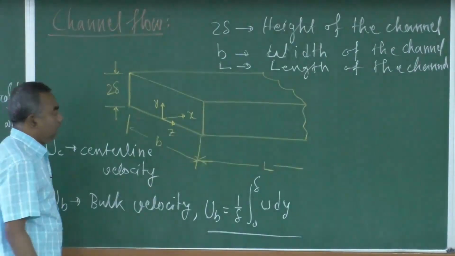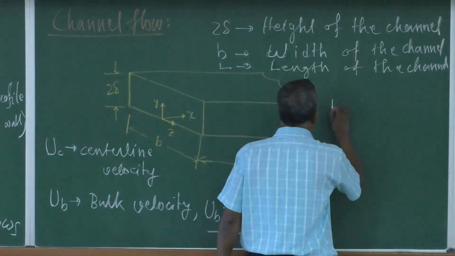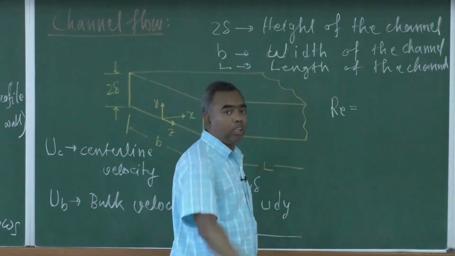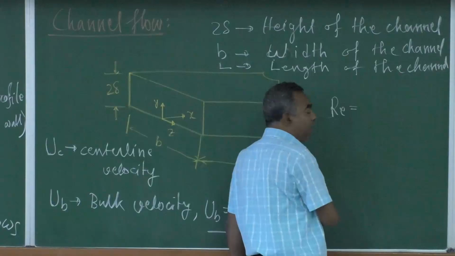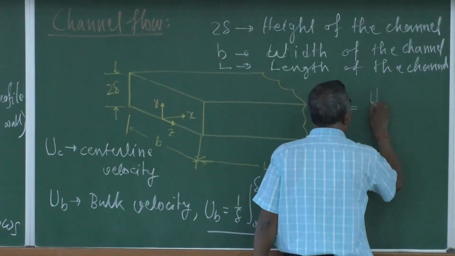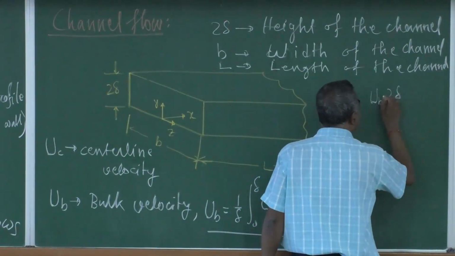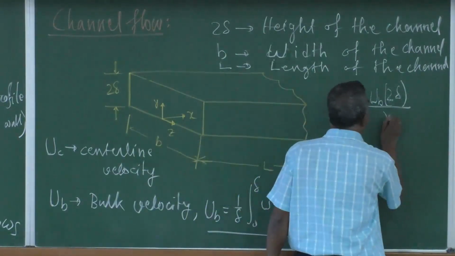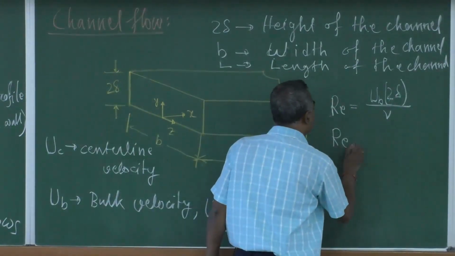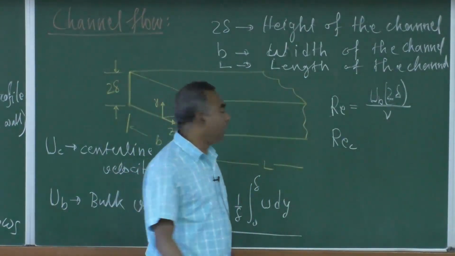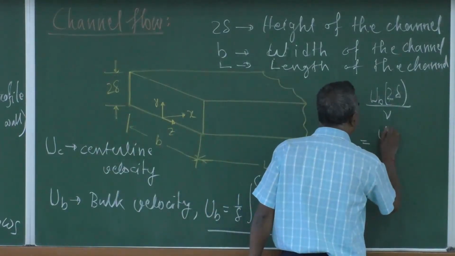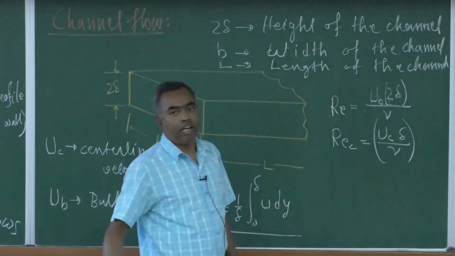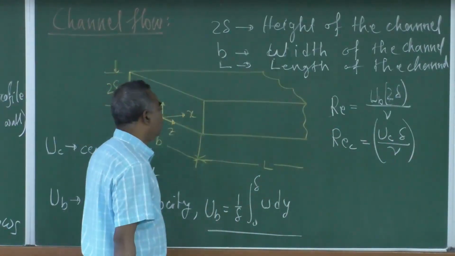All right, and we can define the Reynolds number based on the bulk velocity and total channel height, denoted by Re b, which is u b twice delta, the height of the channel, divided by nu. Another Reynolds number is based on the center line velocity, which we will call Re c. This is u c delta by nu, based on the half height of the channel. So these are the two Reynolds numbers.